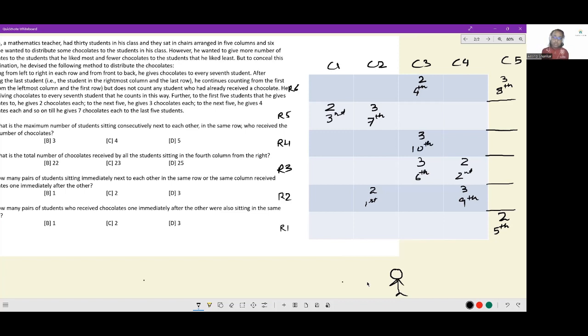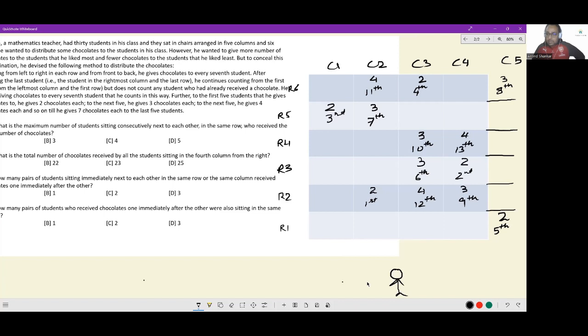Now, 4 chocolates have to be distributed to every individual. 2 and 3, 5, 5 and 2. This fellow will get 4 chocolates and he's the 11th person to receive it. Then 1 plus 4, 5 plus 2. This will be the 12th person to receive it. 1 and 3, 4. 4 and 3, 7. So this fellow is the 13th person to receive it.